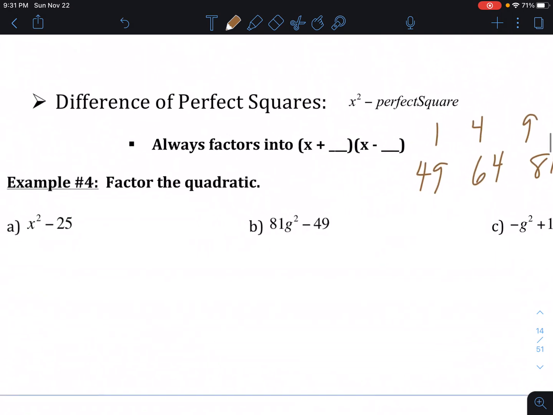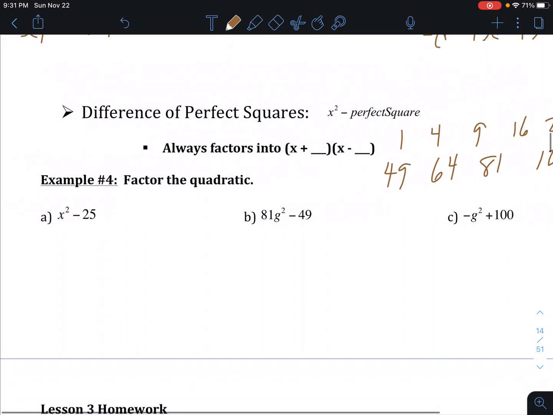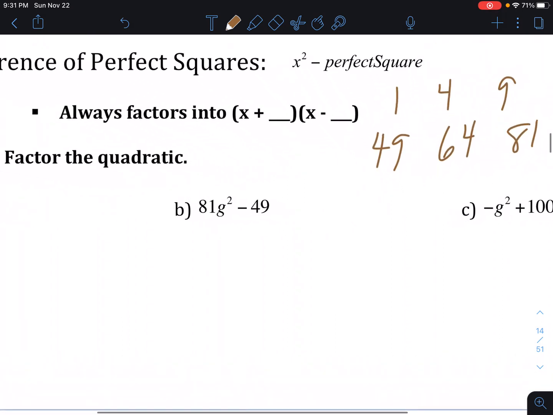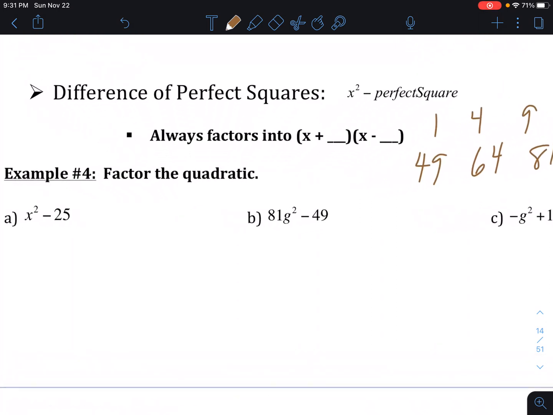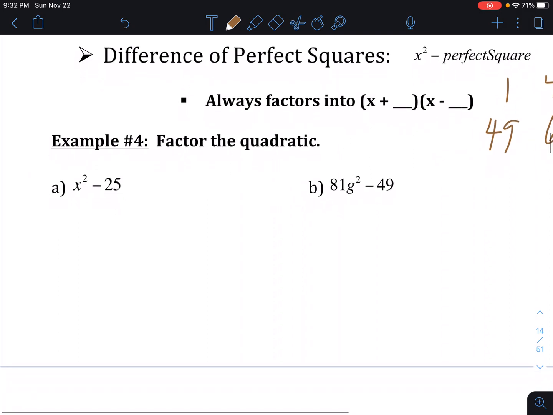So they always factor into two parentheses with a plus and a minus. Now, I do want to illustrate that it is x squared minus a perfect square. It cannot be a plus. There's no such thing. It's called a difference of perfect squares because the word difference means minus.